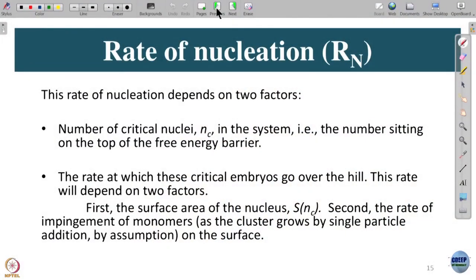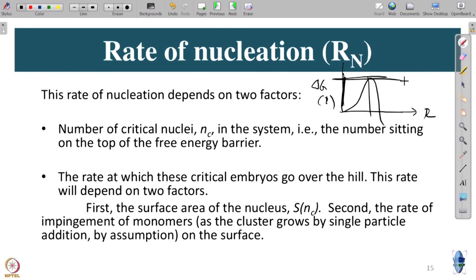Okay, so now we are trying to get this thing going. So the basic idea then is that we have this kind of a scenario, and this is delta G of R, and this is R. And this is the critical nucleus, and you have to cross this barrier. I described the analogy with chemical kinetics, where we know how to do it. Here we know partly, because we know the probability of being at the top has to be Boltzmann, e to the power minus delta G star, that we know. But we do not know how to calculate the rate of going over.